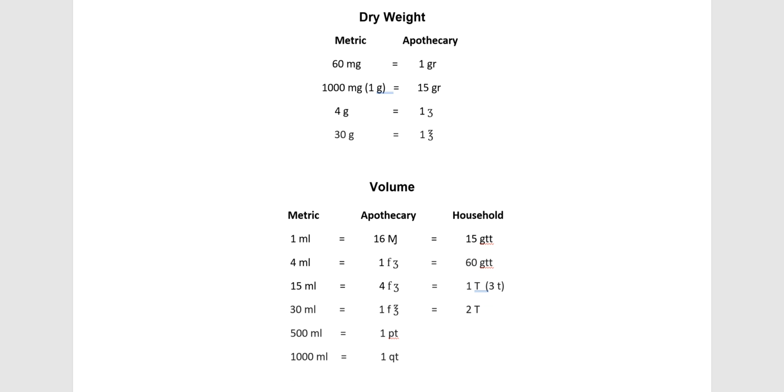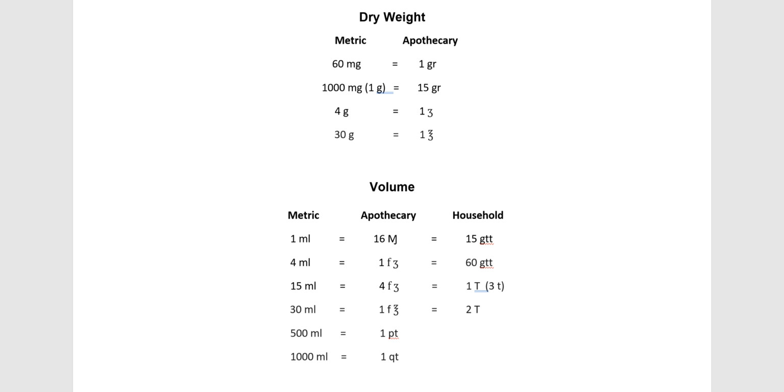So for the dry weight conversions, we have metric to apothecary and vice versa. So we have metric 60 milligrams equals 1 grain. And then we have 1,000 milligrams, which is 1 gram, equals 15 grains. So notice that these are the same units, milligram to grain. And we'll mention why that is in 1 second.